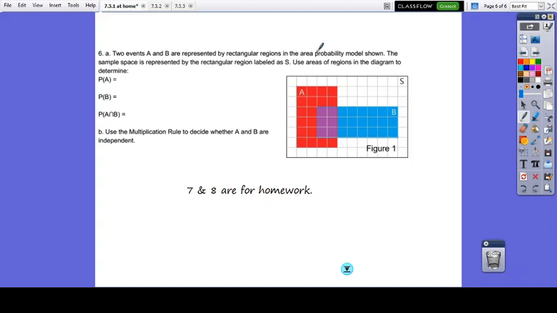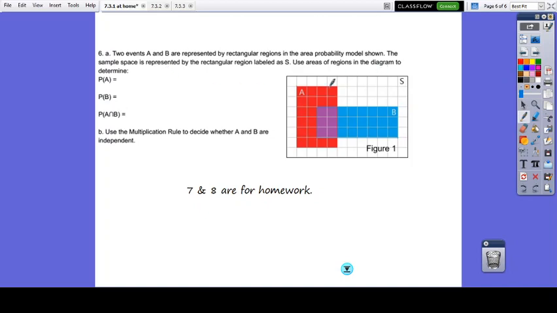Okay, so number 6, and this is the same diagram for 7 and 8, and I know it's a little bit hard to see, so just look at mine. The red, you can see how far that goes, and then the blue, you can see how far that goes to figure out your two events there. So event A and B are represented by rectangular regions in the area probability model. So that means that this is to scale. It's based on these little boxes that we have here. The sample space is represented by the rectangular region S. Okay, and use the diagram to determine.